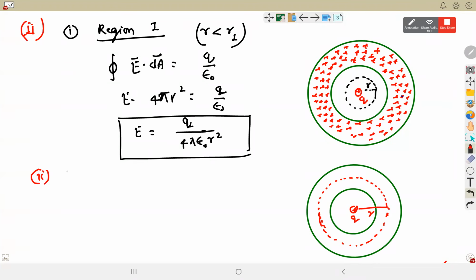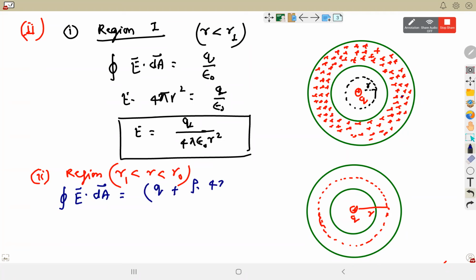In region number 2, which is between R0 and R1, the integral of E dot dA is equal to the total charge enclosed. The total charge enclosed includes the Q at the center plus rho into 4 pi by 3 (R cube minus R1 cube). This will also be divided by epsilon naught. So accordingly that formula will change.